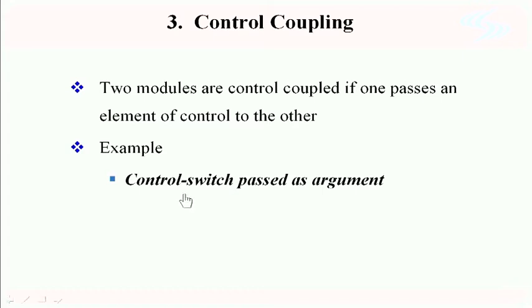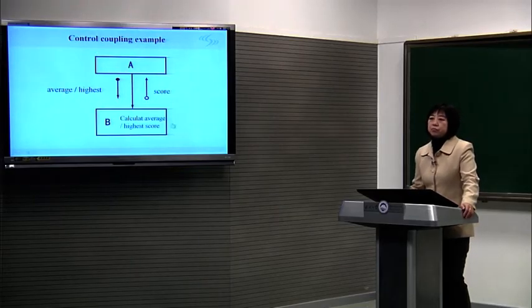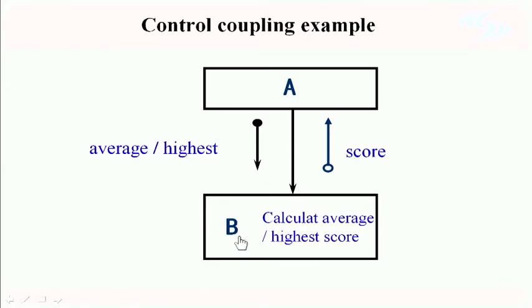For example, if a control switch is passed as an argument. For example, module A calls module B, and module B will calculate the average score or the highest score. So what does module A want? Actually, module A will pass a switch to module B, average or highest.